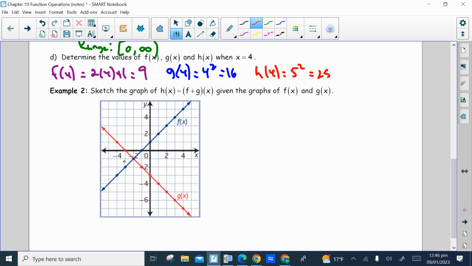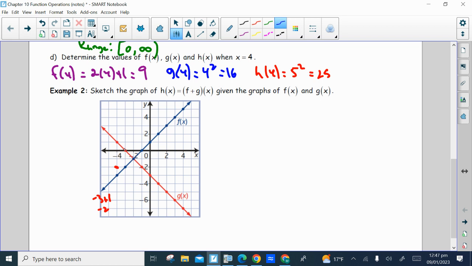So if I take my first set of y values that are noted on my graph, they are when x is negative 4. When x is negative 4, f has a y value of negative 3. g has a y value of positive 1. So negative 3 plus 1 is negative 2. The x value doesn't change. It's still negative 4. But our new y value is found by adding the two y values together.